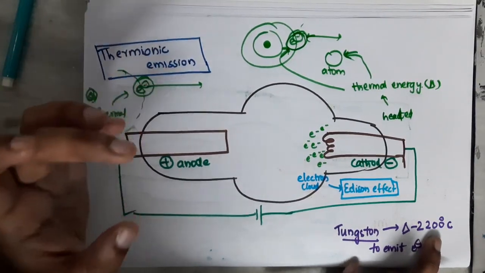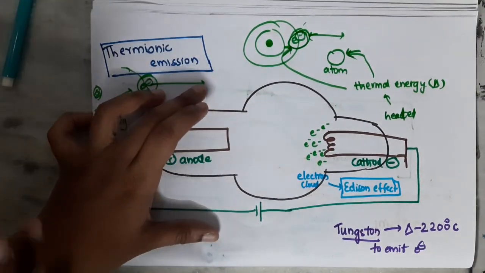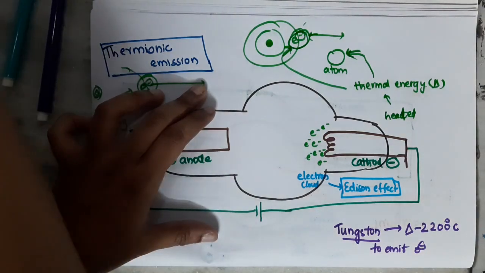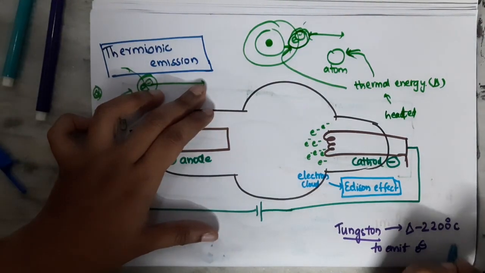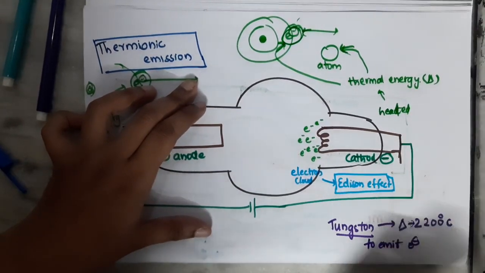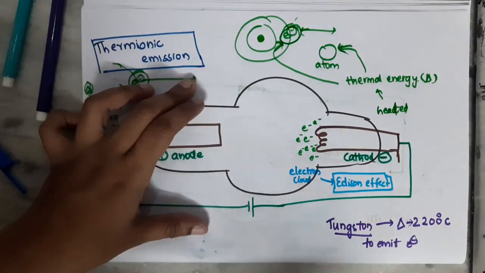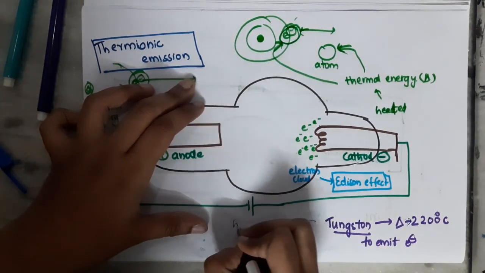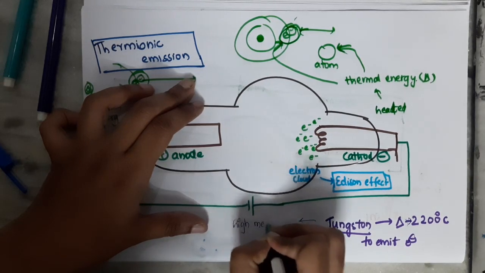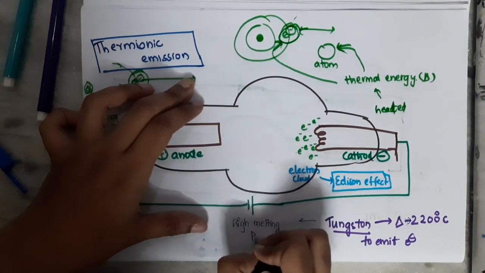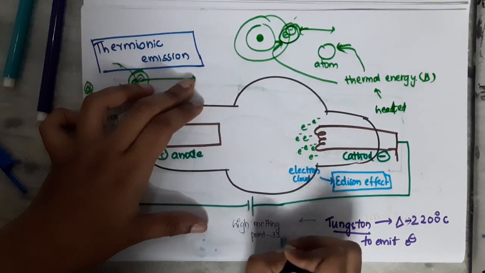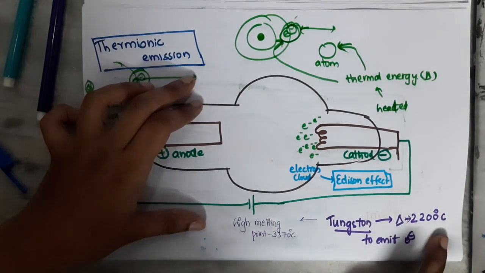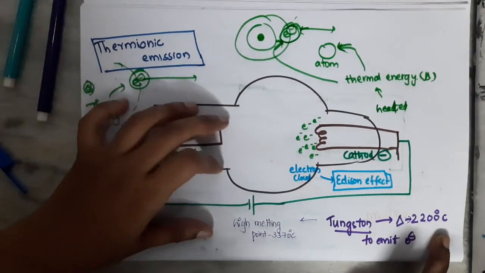Why? Because there are three reasons for using tungsten as the cathode, which every one of us has to understand. Number one, any metal, if you try to heat it up to 2200 degrees Celsius, will melt, right? But tungsten has a very high melting point. The melting point of tungsten is around 3370 degrees Celsius. So 2200 degrees Celsius is okay for tungsten, and as a result it can emit electrons.